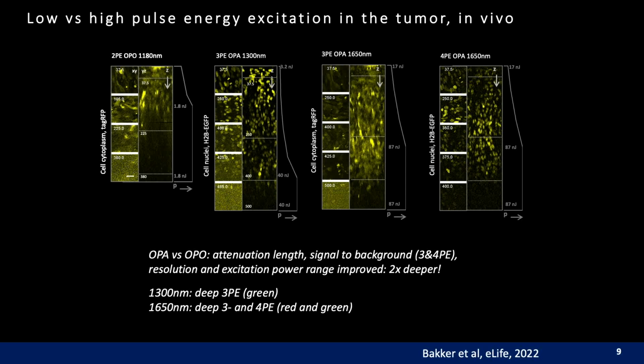So resolution in 3 and 4 photon remains higher at greater depths, as compared to the steep decline in 2 photon excitation after 125 micrometers. And this makes the 3 and the 4 photon excitation better for imaging in scattering tissues.